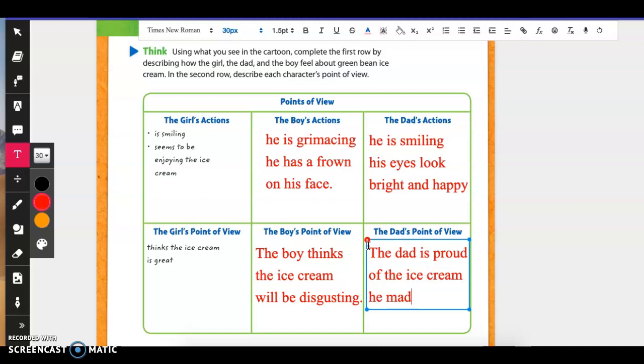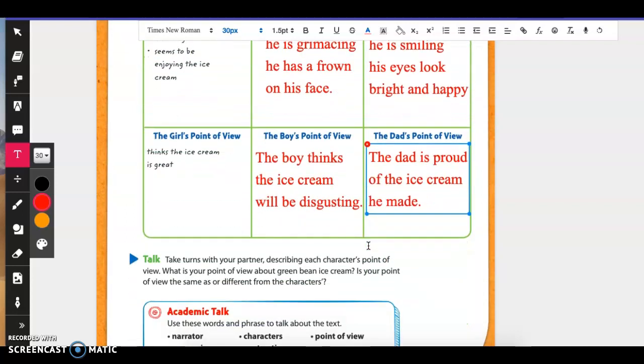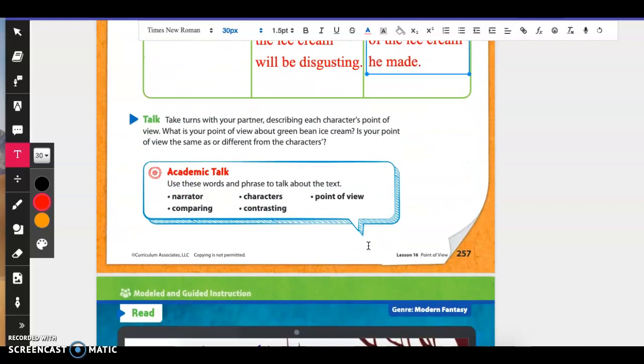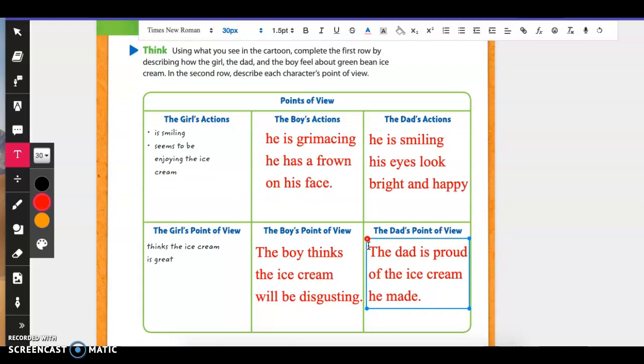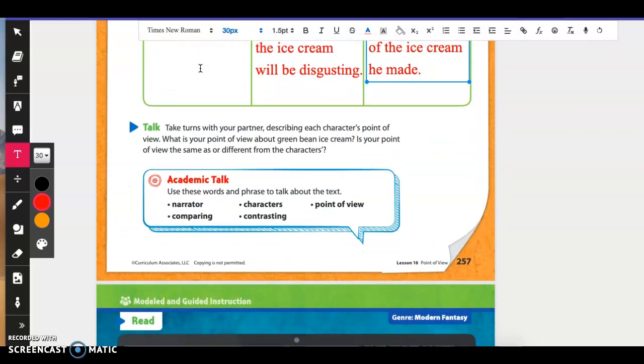he made. There. Okay. After you complete this section of your thinking activity, I want you to go on down to the talk part. And you're going to take turns talking with a partner, describing each of the characters' point of view, and tell your point of view of the green bean ice cream. Is your point of view the same, or is it different from the characters?